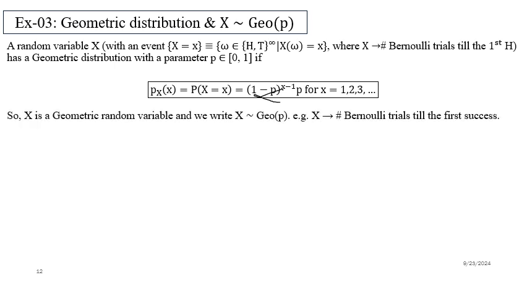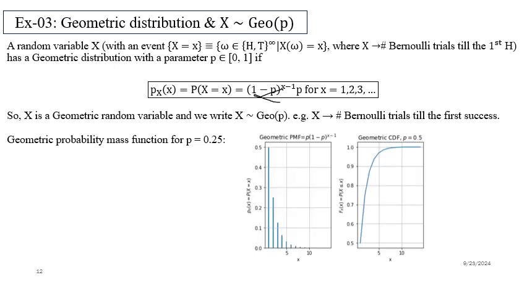That's why we call this probability distribution a geometric distribution, and the corresponding random variable a geometric random variable. It has a parameter p, the probability of success. X is the number of Bernoulli trials till the first success. That is always a geometric random variable with a geometric distribution. And you can take a graph of a geometric random variable. It comes like this.